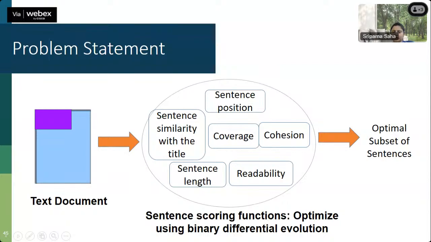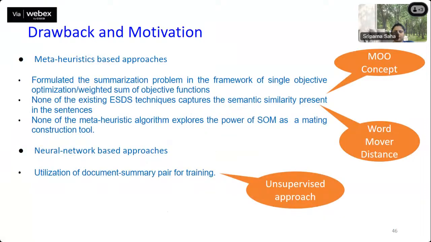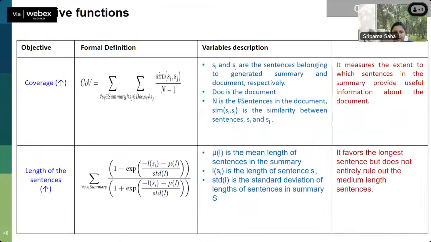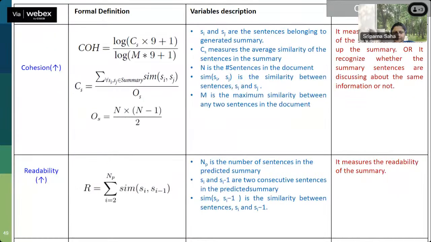So this way, many of the objective functions are conflicting in nature. So that was the idea. Basically, we have optimized this sentence position. We want to select the sentences which are at the initial position of the document. Similarly with the title, we want to maximize. Coverage also we want to maximize. Length of the sentence also we want to maximize.